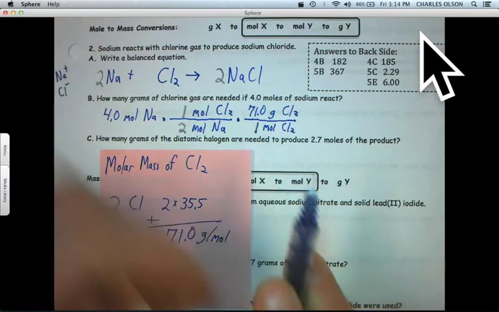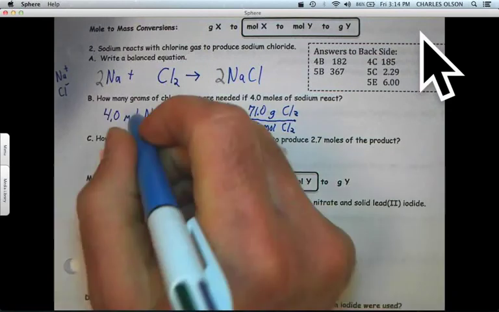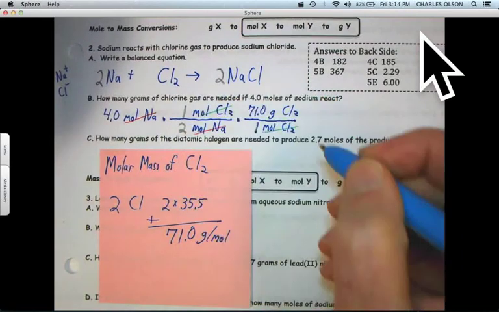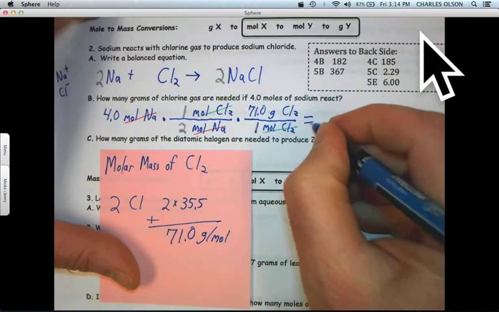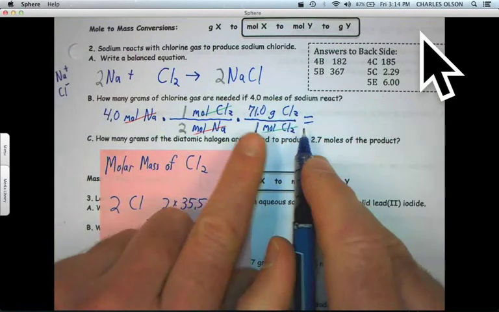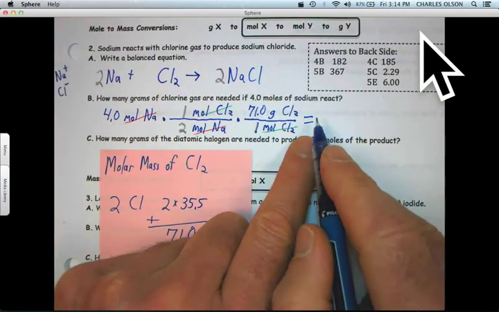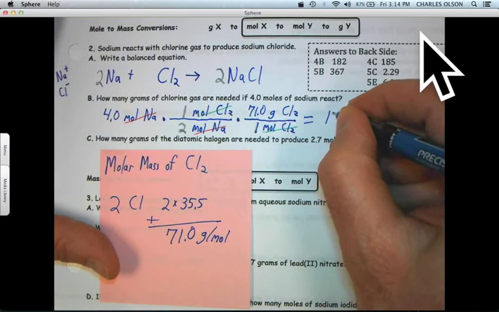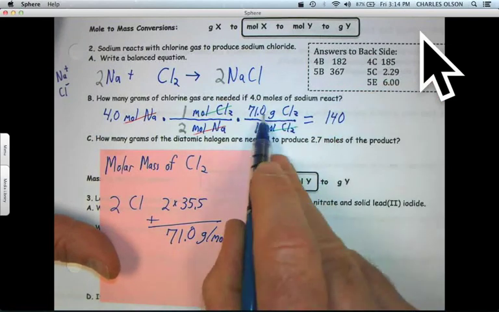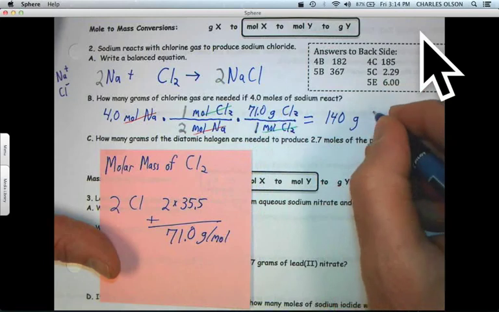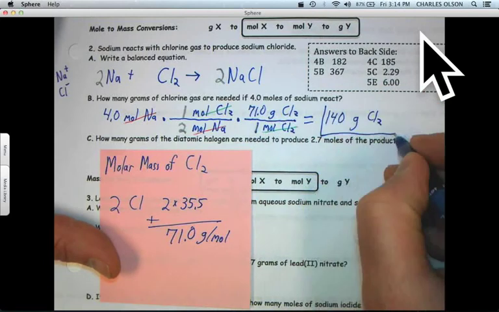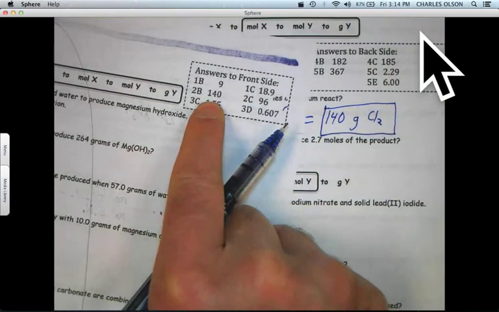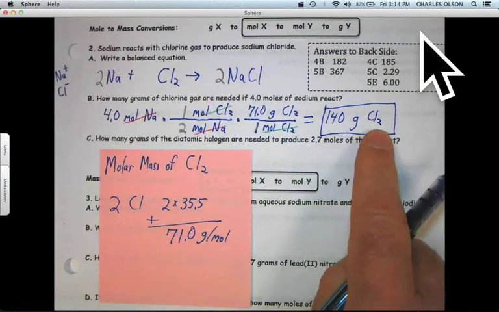All right, now my favorite part, moles of Na cancels moles of Na, moles of Cl2 cancels moles of Cl2, and we multiply out the answer. And let's check sig figs first. On my calculator, that comes to 142, but we only have 2 sig figs, so we'll round that to 2 sig figs. 140. What are our units? Grams of Cl2. And that is our answer. We can check that on the back, and we see indeed the answer to 2B is 140. Don't forget the units, grams of Cl2.